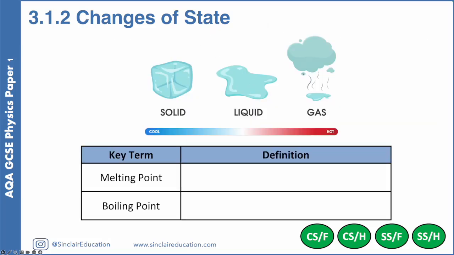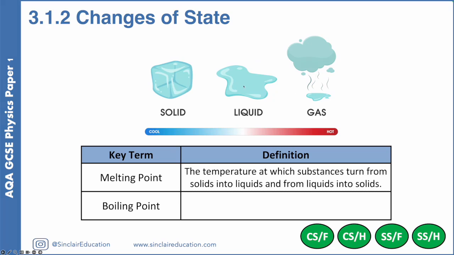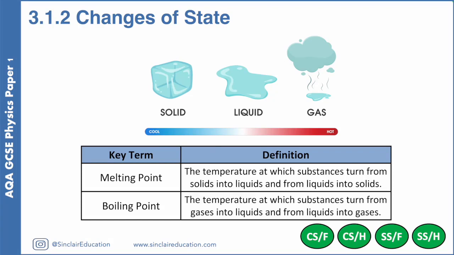When we have our particles, they can change state from solid to liquid to gas. And there are two key points to be aware of. Melting point is the temperature at which substances can both melt and freeze. So it is the temperature at which solids turn into liquids, but also liquids turn into solids. And for pure water, the melting point is 0 degrees. Boiling point is the temperature at which a substance turns from gas into liquid and from liquid into gas. So for water, the boiling point of pure water would be 100 degrees.